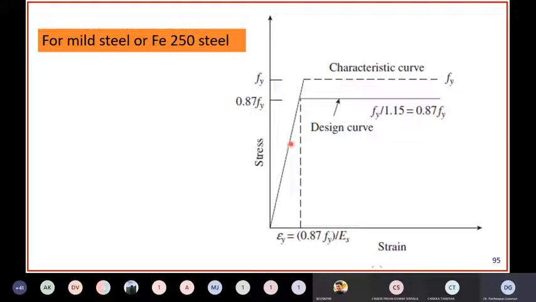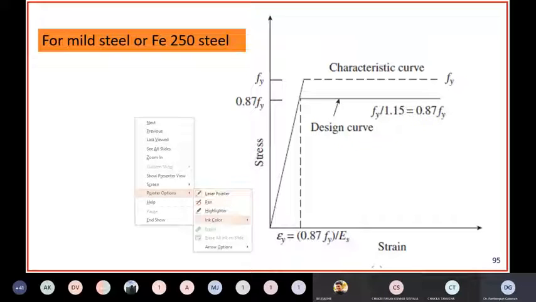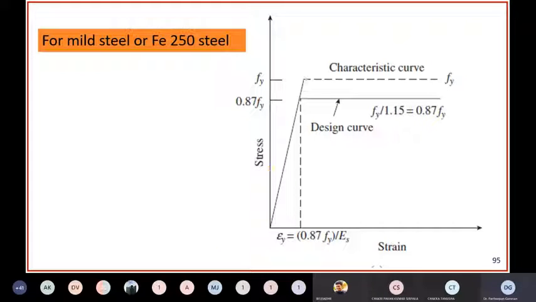This top one is the original curve. Original curve means the characteristic curve of Fe250 steel with Fy. But as I mentioned in the earlier classes, in limit state method, you will only use the design curve, not the characteristic curve. So if you divide this characteristic curve by 1.15, you will get this curve. That is the design curve. So we are going to use this yellow one. This is the curve we are going to use throughout your course.